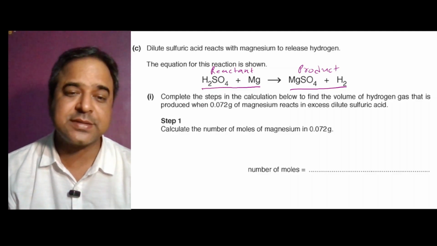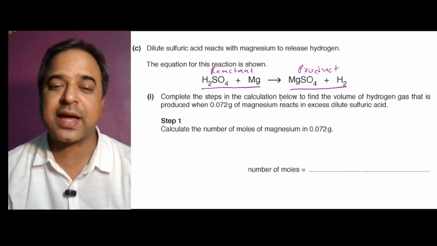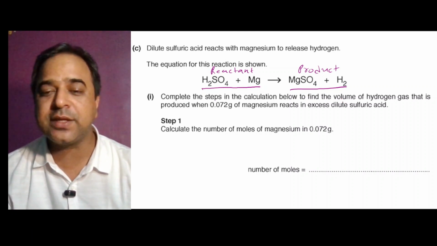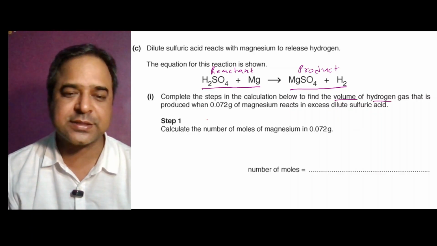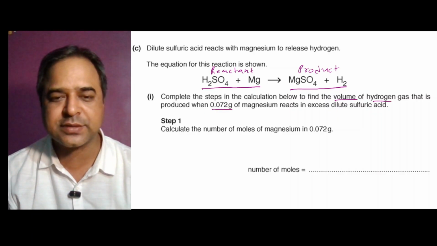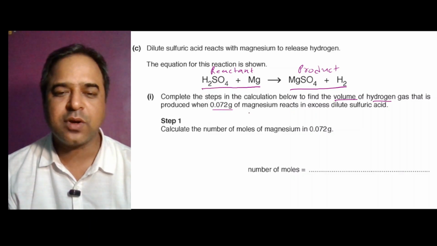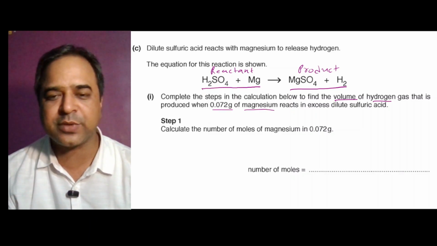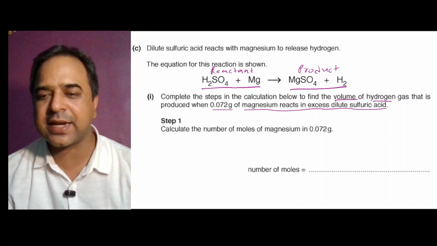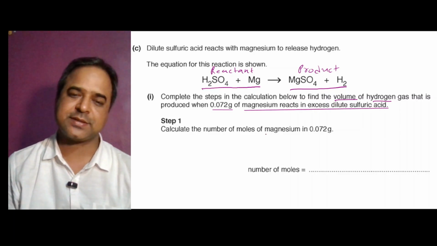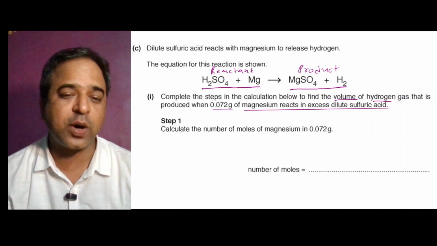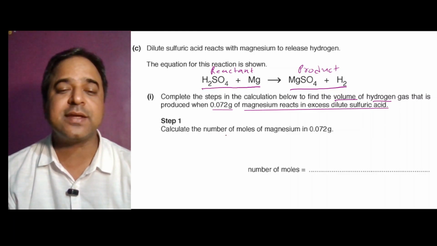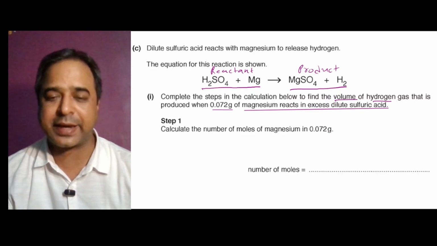Complete the steps in the calculation below to find the volume of hydrogen gas that is produced when 0.072 gram of magnesium reacts in excess dilute hydrochloric acid. So here in step 1, what we have to do? Calculate the number of moles of magnesium.